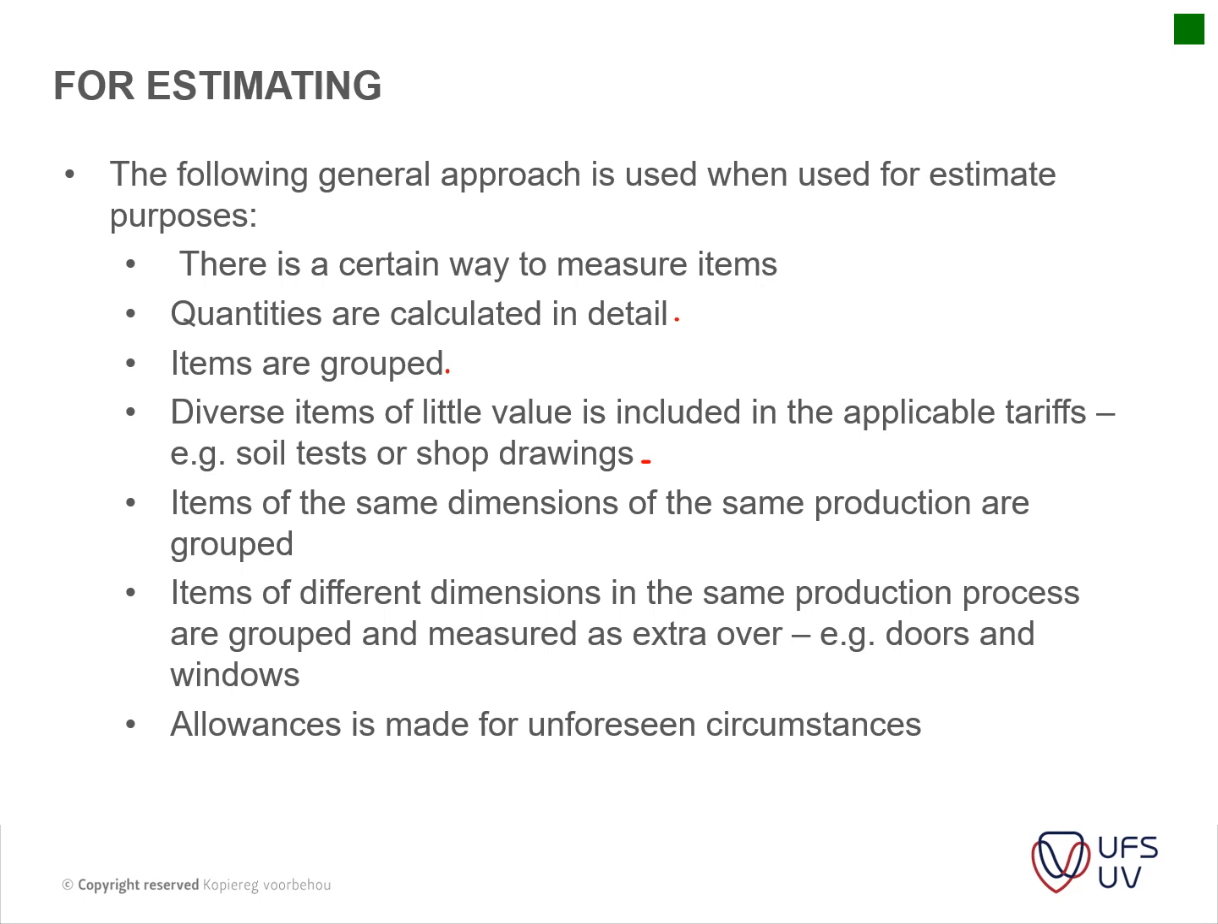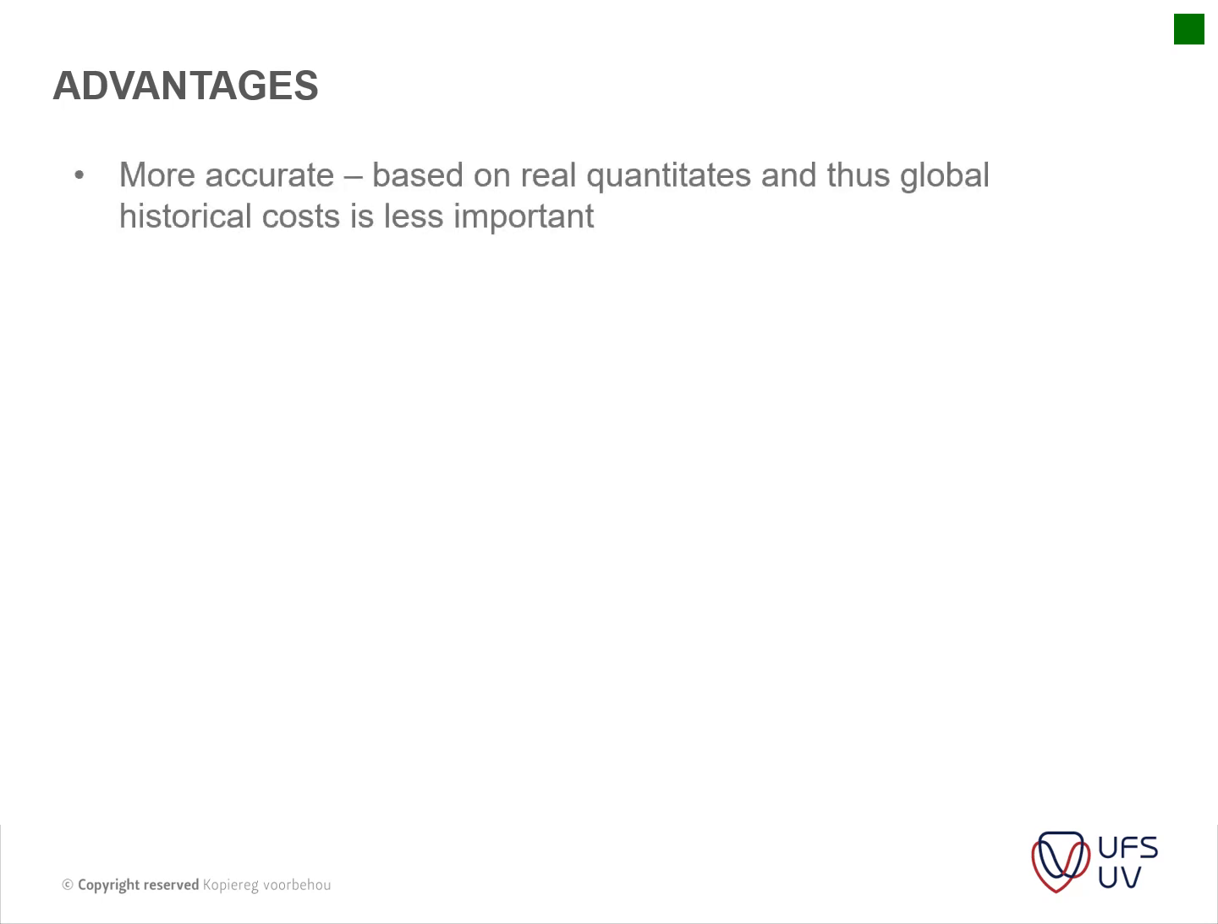Items of the same dimensions of same production are grouped together. Items of different dimensions in the same production process are grouped and measured as extra over, for instance your doors and your windows. And allowances are made for unforeseen circumstances. Okay, so the advantage is that it's more accurate, based on real quantities, and thus global historical cost is less important.